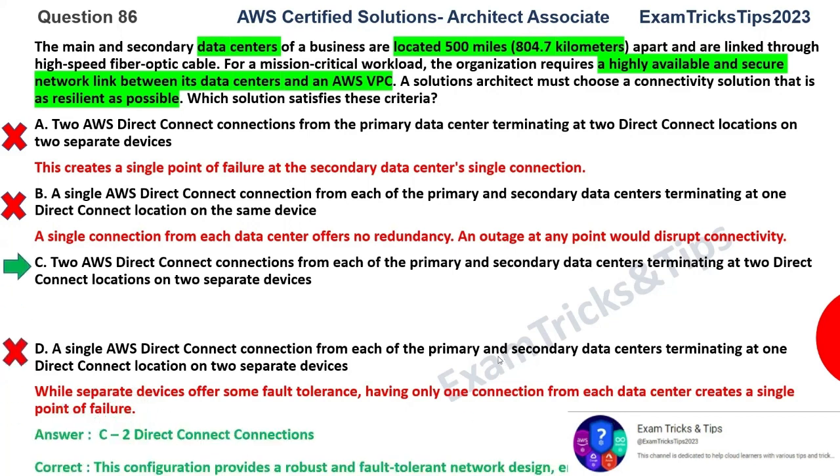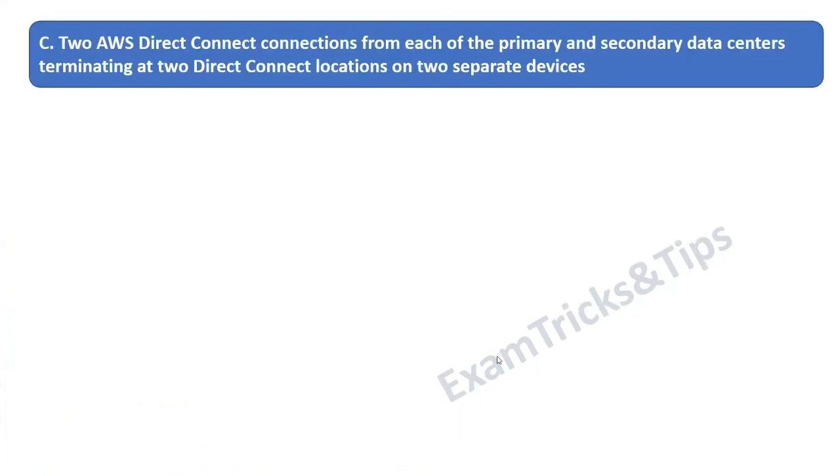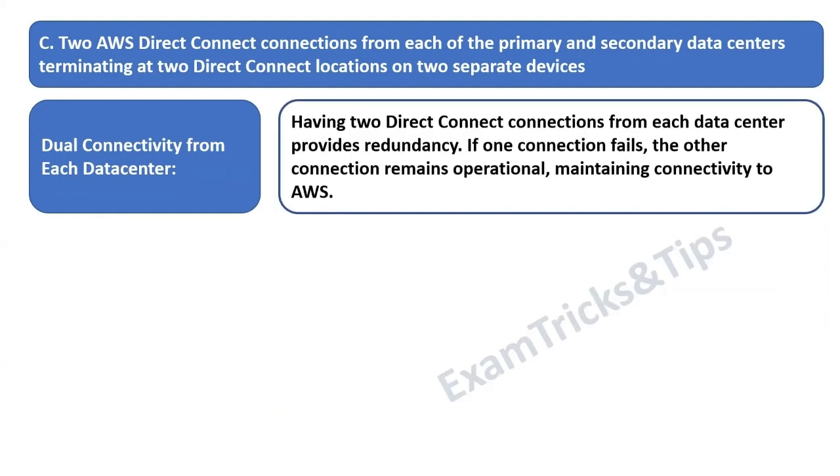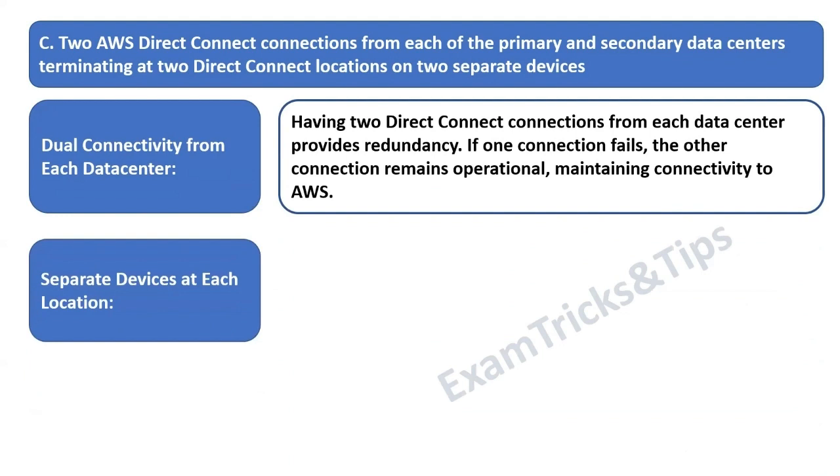Let's do a deeper dive on the characteristics of this solution. First, obviously you are getting dual connectivity from each data center, which is what we saw. We have redundancy built into this solution. Both primary and secondary have two direct connections from each of the locations. And then the second one is not just the source, but the destination also has some redundancy because now we have two direct connections at the other end and they're on two different devices.